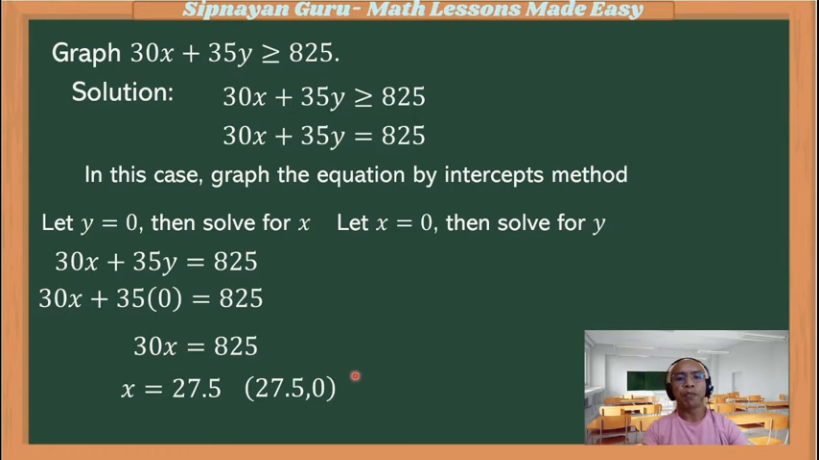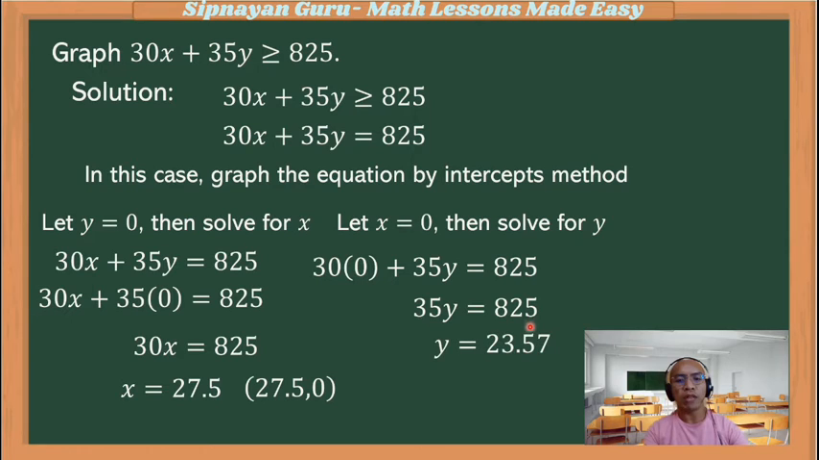Solve for the y-intercept. Let x be equal to 0. So this is 30 times 0 + 35y = 825. So 35y is equal to 825. Divide both sides by 35. So that would be y. Approximately, that is 23.57.